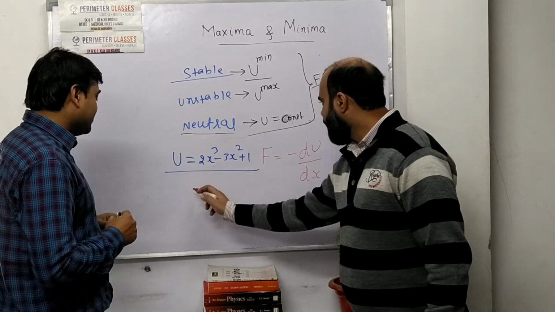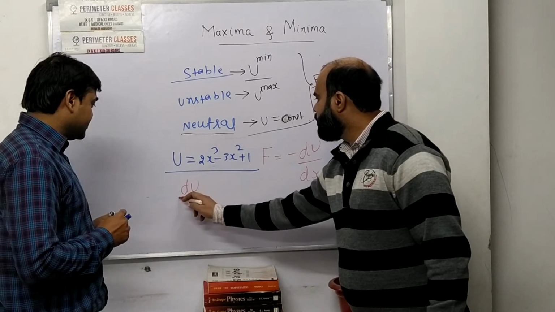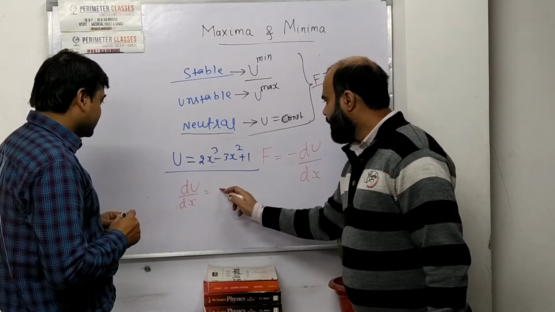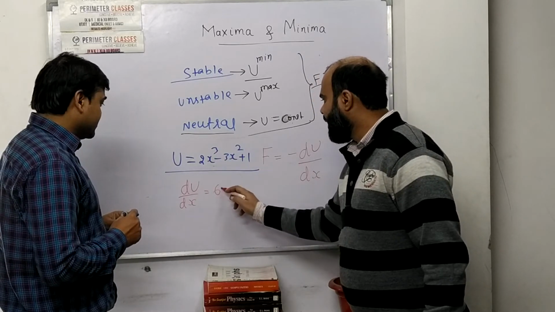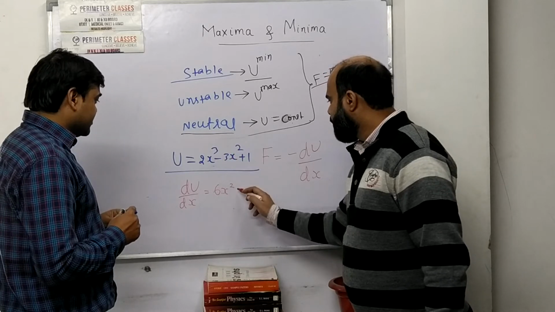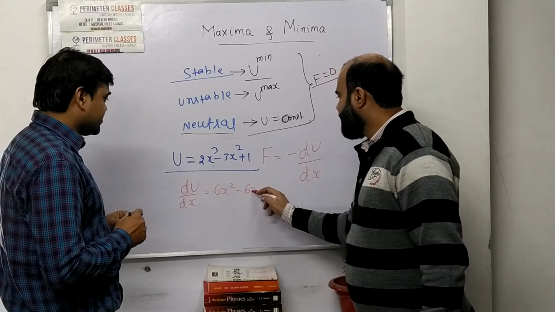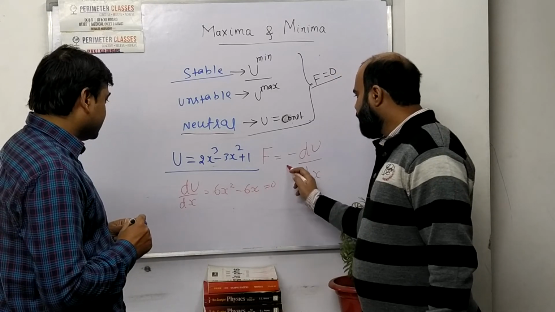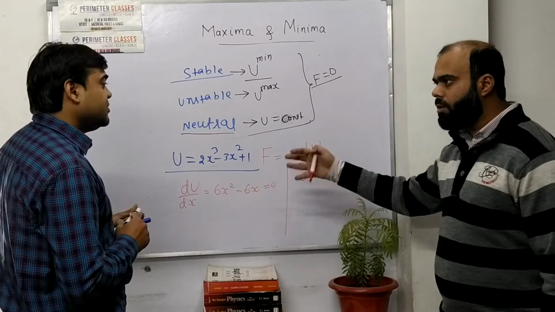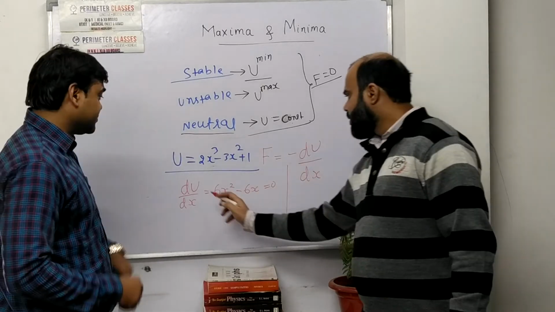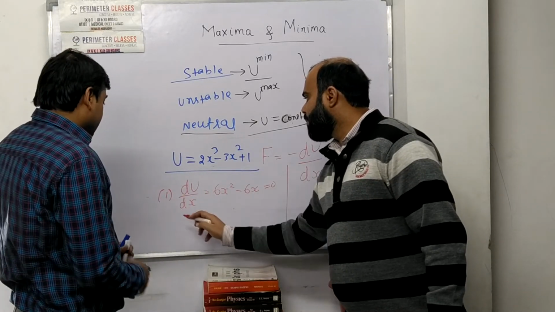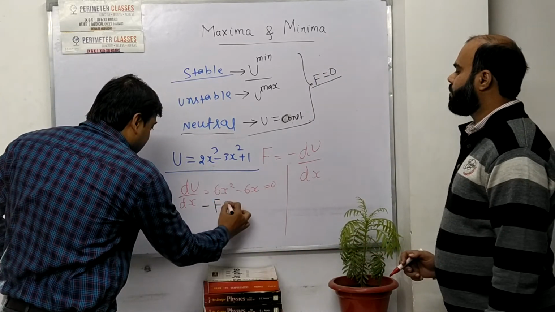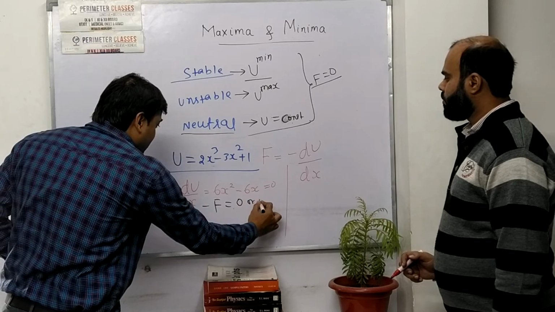So basically, if I differentiate this potential energy with respect to x, which is actually displacement here, we get 6x square minus 6x, and this would become 0. Next, we have to equate it to 0 if we want to get the maximum or minimum potential energy. This is the first step we studied in the previous lecture. And from this equation, we can also say that minus F is equal to 0, or F is equal to 0.